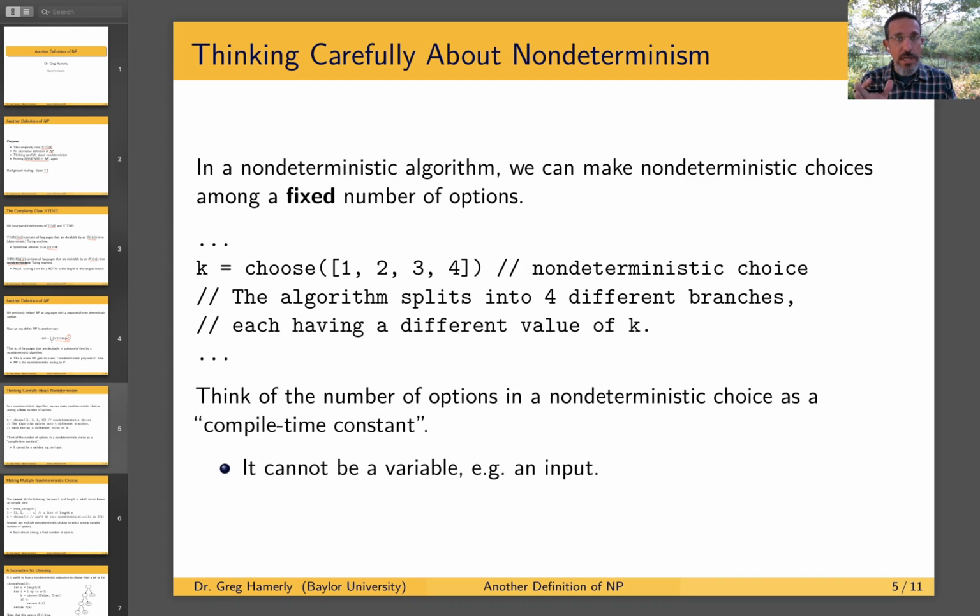Now, let's take our quick detour. Before we apply that definition, let's think about non-determinism, what it can do, what it cannot do, and in particular, how what it can and cannot do interacts with complexity.